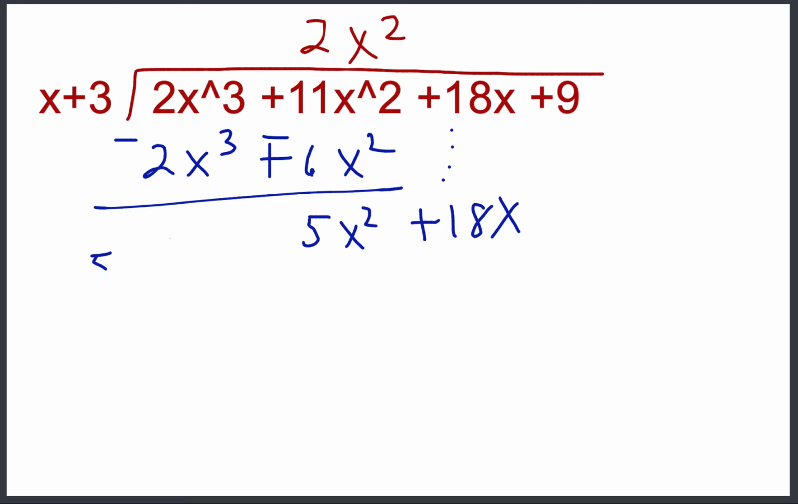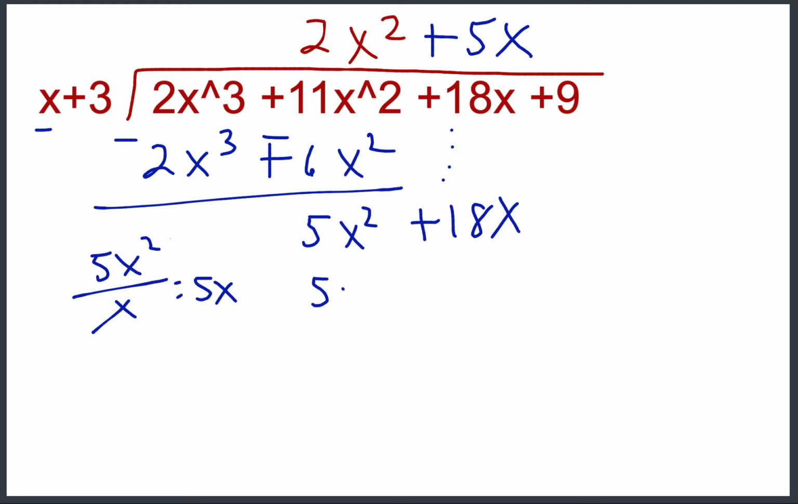I take my lead term, 5x squared. I divide it by x of the divisor. I get 5x. I got a nice column waiting for that right above the 18, x to the first power. Multiply it through. I get 5x squared plus 15x.